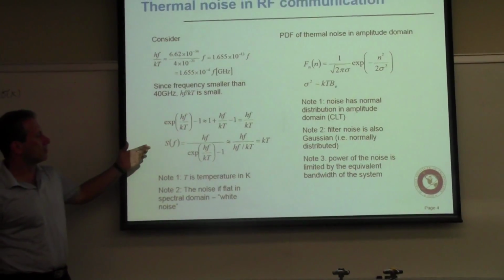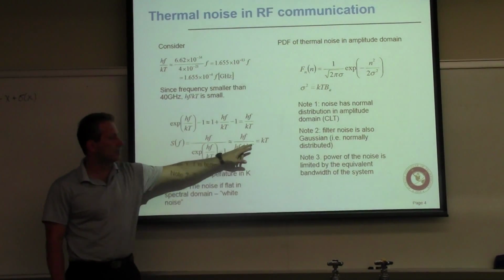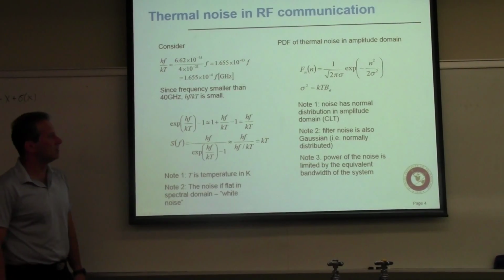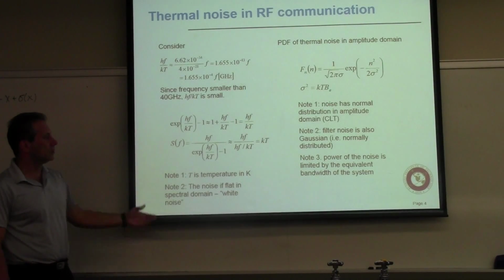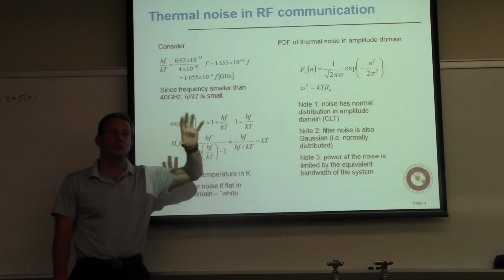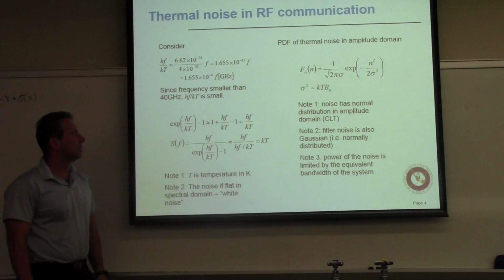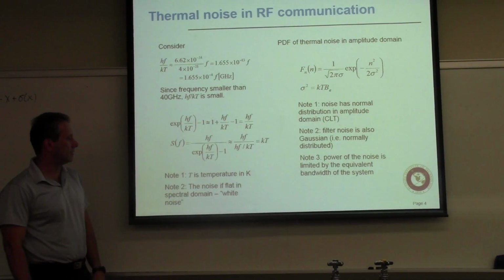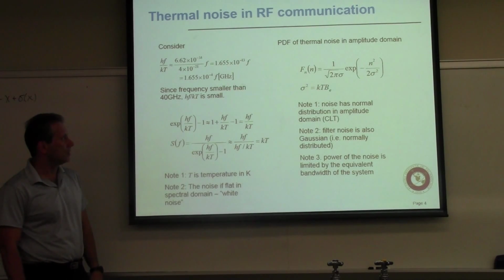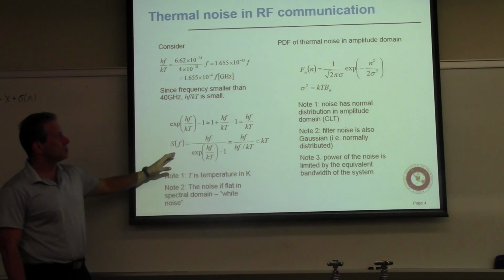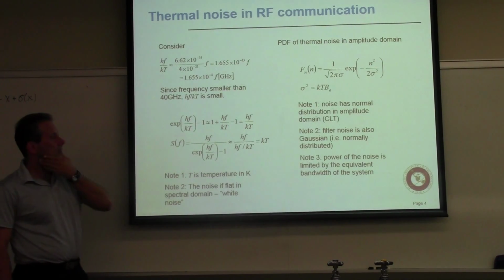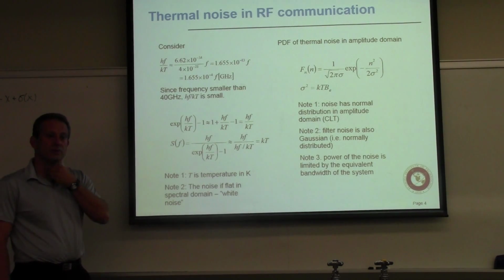So in all our practical communication applications, we can assume that the power spectral density is flat with a KT, and it only depends on the temperature of what it is that you're looking at, right? In kelvins. Now, so it is white in the spectral domain. Also, it is Gaussian in the amplitude domain.